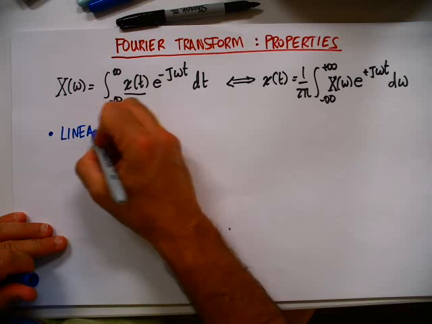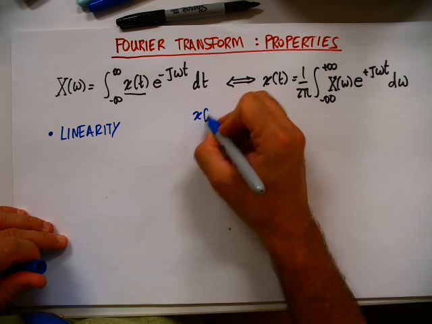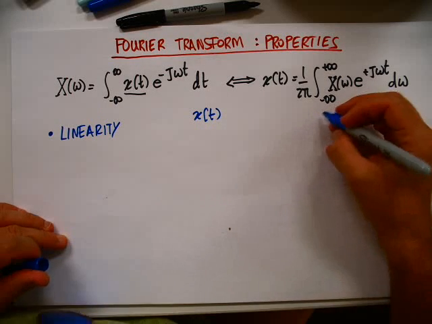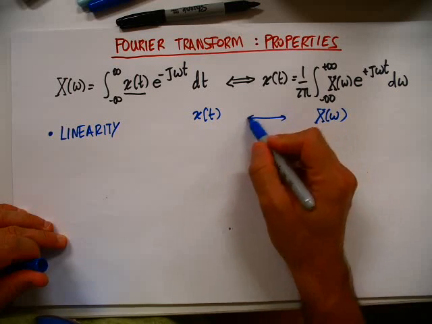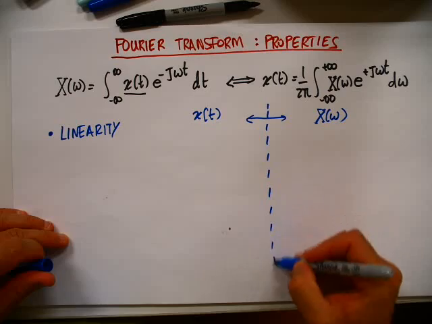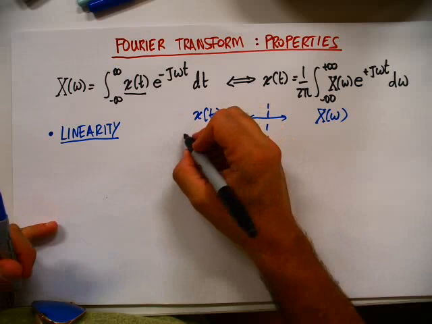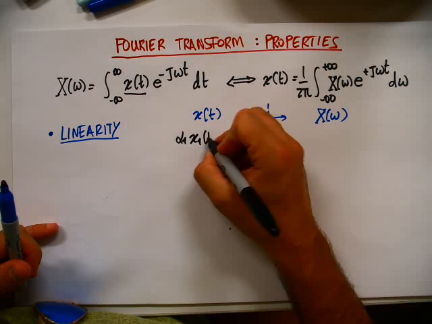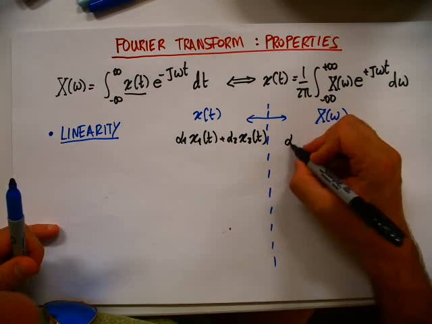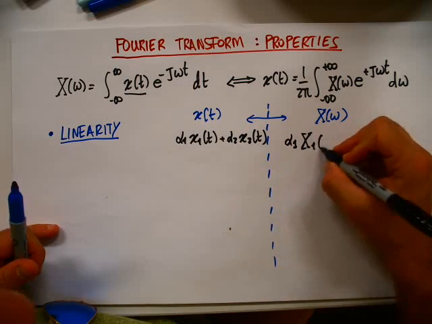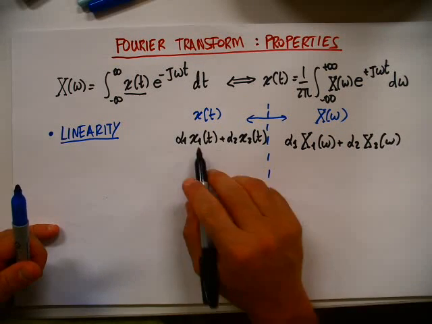Linearity. What does it mean, linearity? Here I'm going to make a column of the signal and the corresponding Fourier transform. Linearity means that if I have a linear combination of signals, the corresponding Fourier transform is the linear combination of each Fourier transform of x1 and x2.